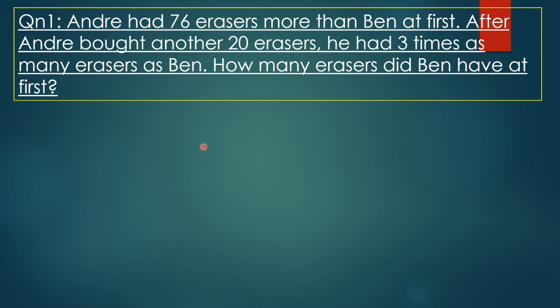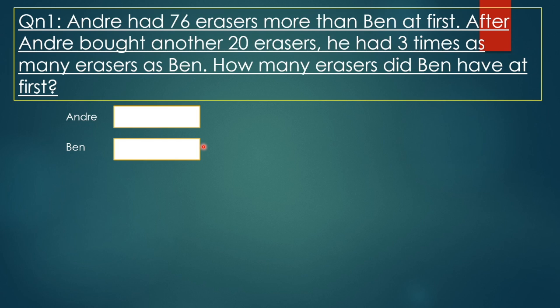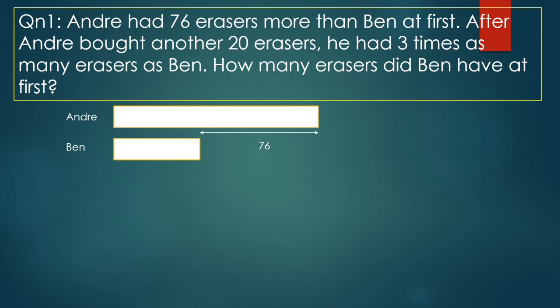So using the Singapore math modeling technique, let us draw two rectangles to show the number of erasers that Andre and Ben had. But hey, is this accurate? No, because Andre had 76 erasers. And then he went on to buy 20 erasers more. So that is an extra 20 erasers here. So Andre's rectangle should be larger than Ben's by 76 plus 20.